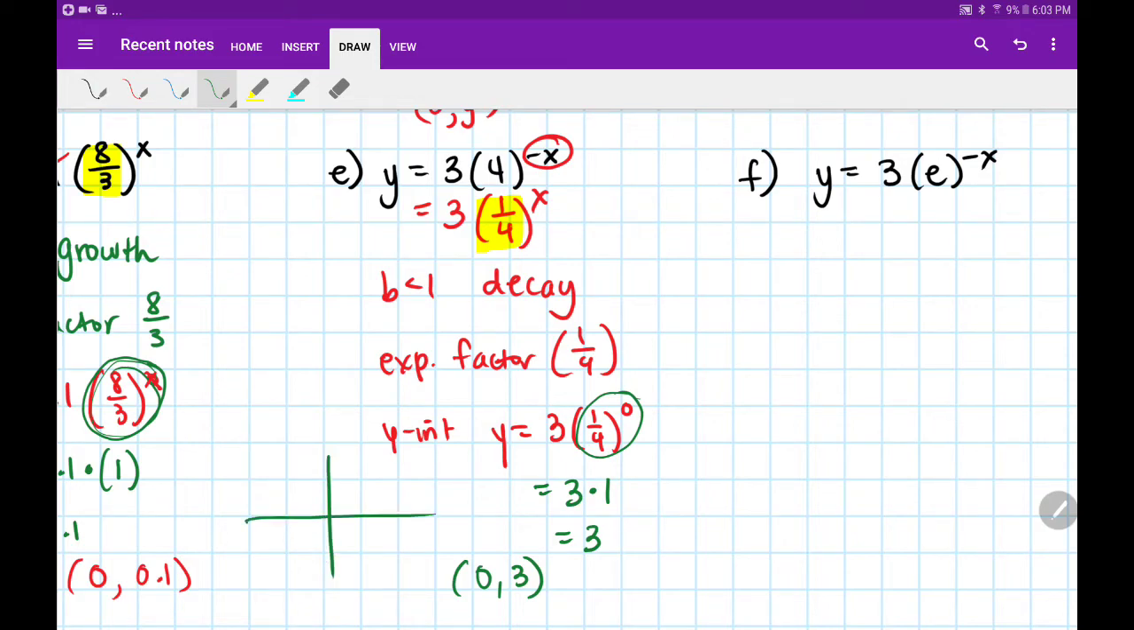And here's my quick sketch of this graph. Go to 0, 3, and you're drawing a decay function. That means on the left, you're starting high, and then you get increasingly small without touching the horizontal asymptote.